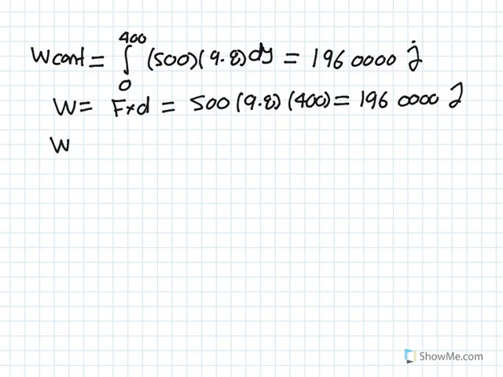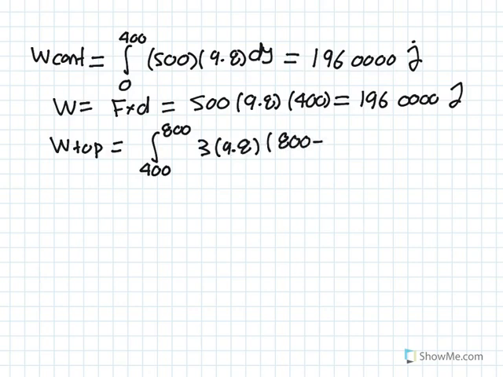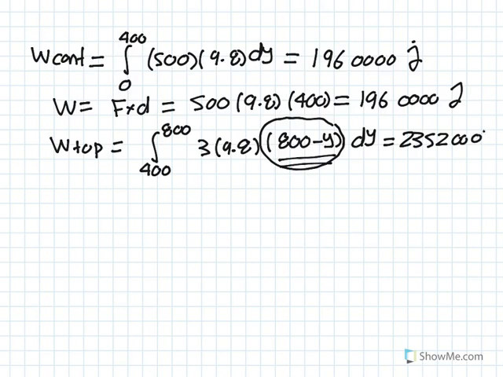Now let's find the work for the top half. The work for the top half in terms of an integral is the integral from 400 to 800 of 3 times 9.8 times (800 minus y) dy. And it's precisely because we had a function of y here that we had to use an integral. We need an integral in this case. So this came out to be 2352.123 joules.